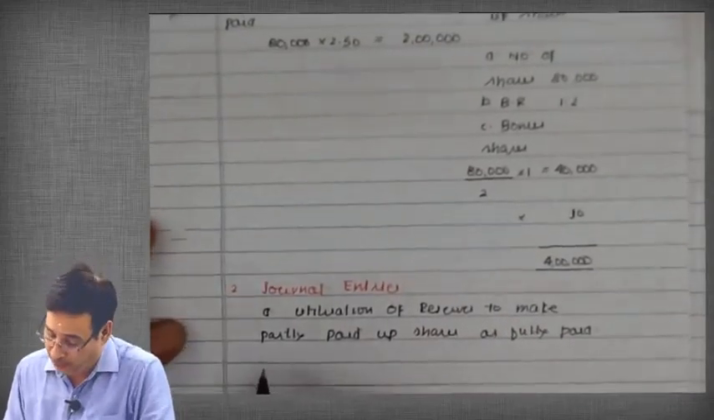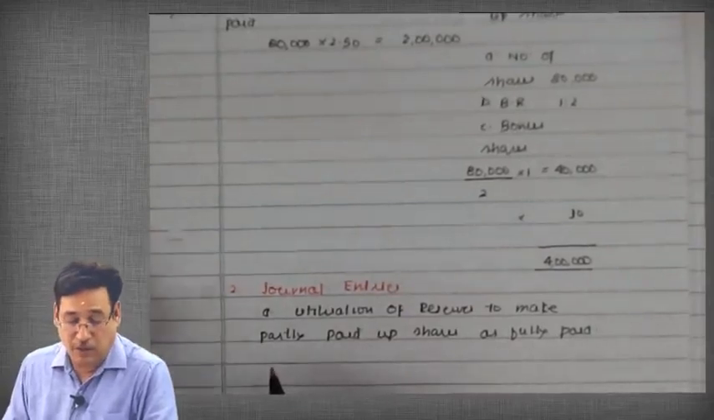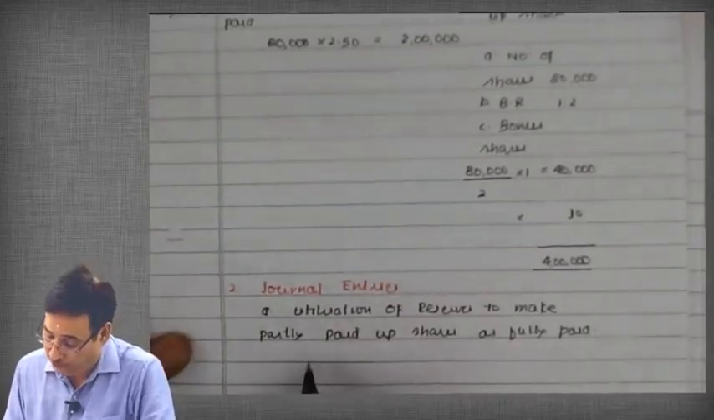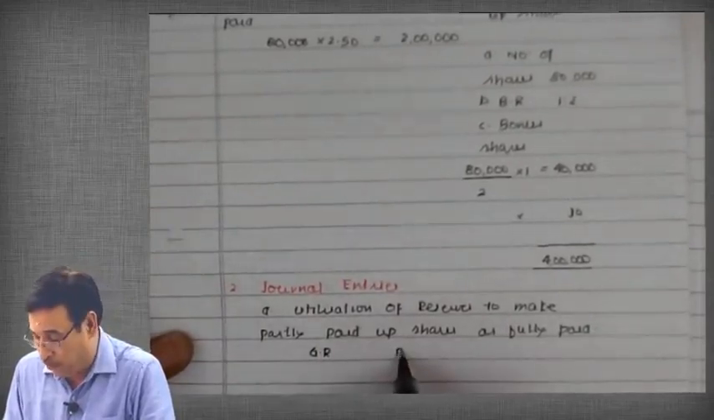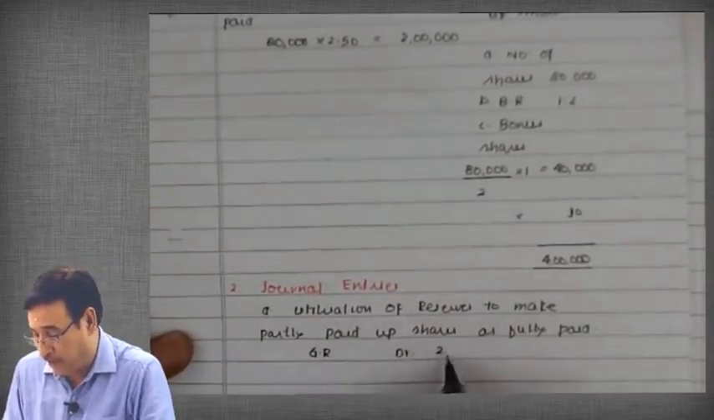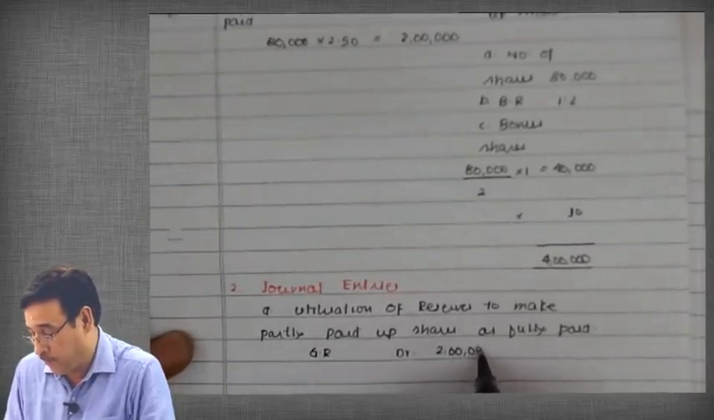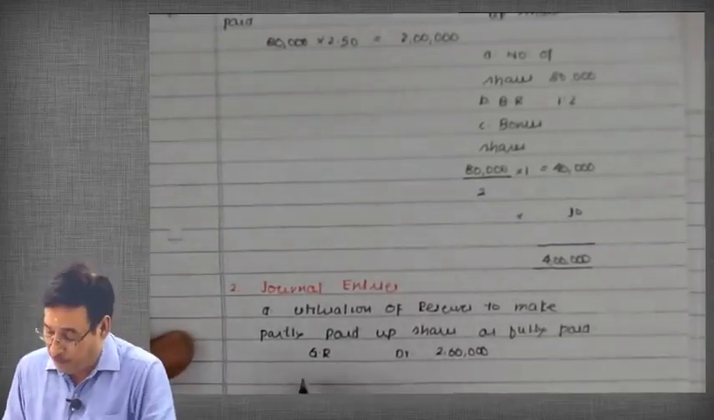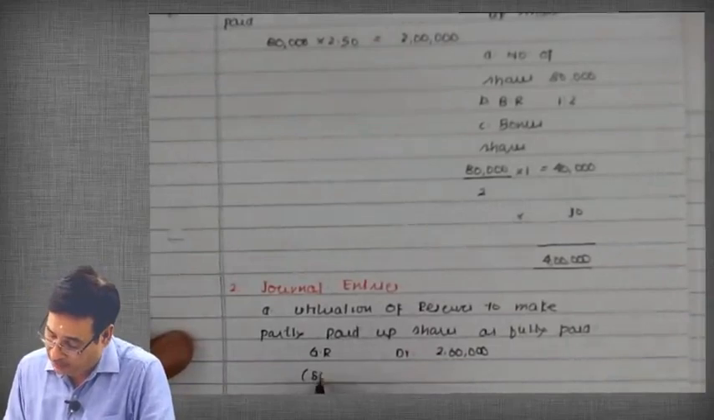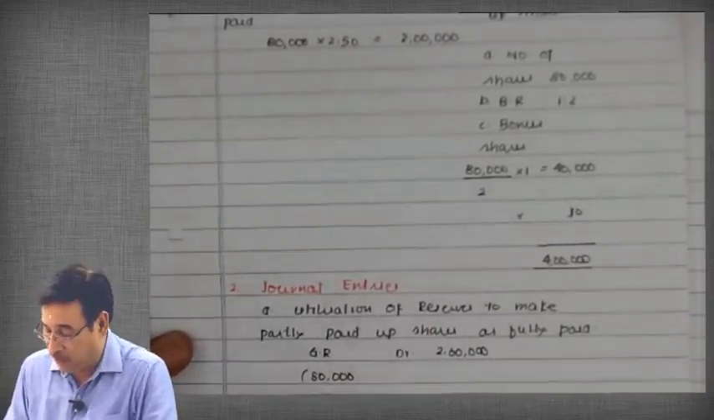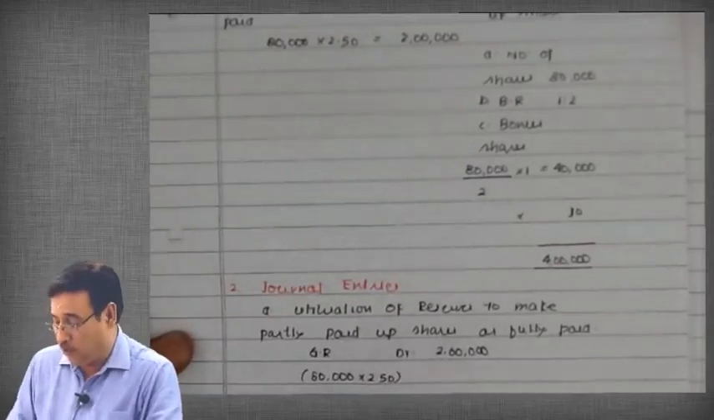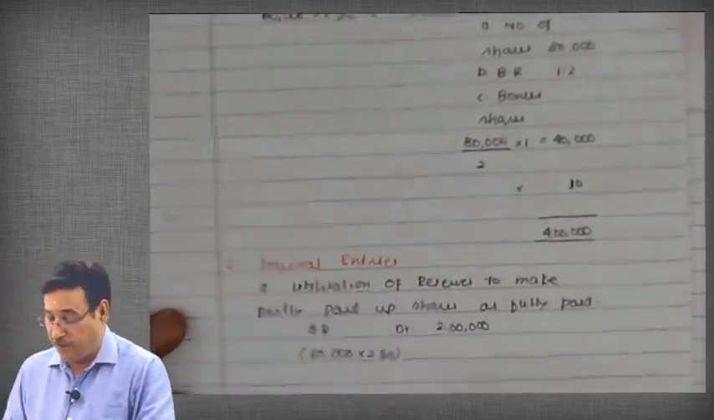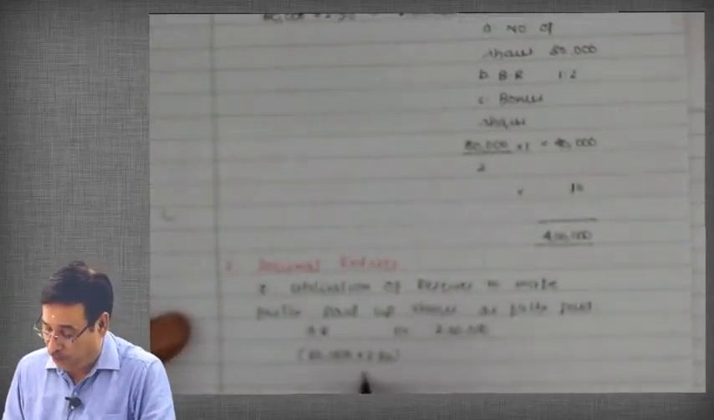Correct? What will be your entry? In this question, you have revenue reserve in the form of general reserve. So you are going to pick up general reserve. How much amount do you need? You need only 2 lakh. Why 2 lakh? Because there are 80,000 shares, correct? And uncalled amount is 2.50. So 80,000 into 2.5. So general reserve account debit to equity share capital.